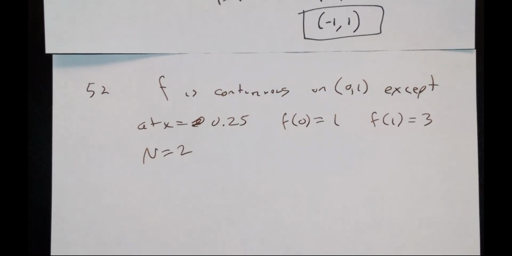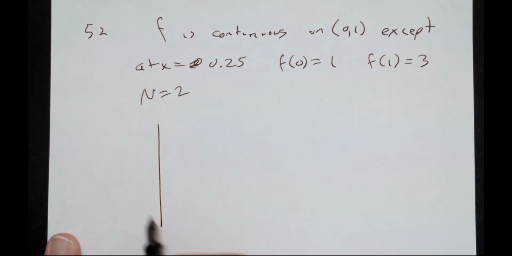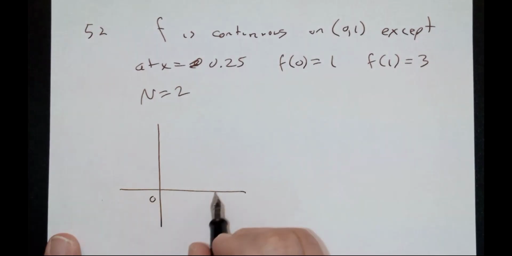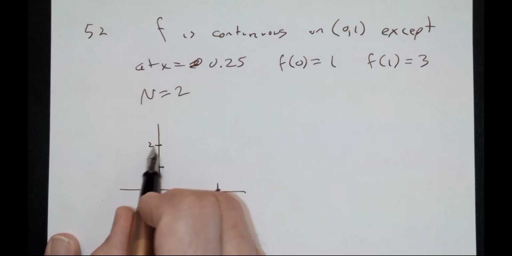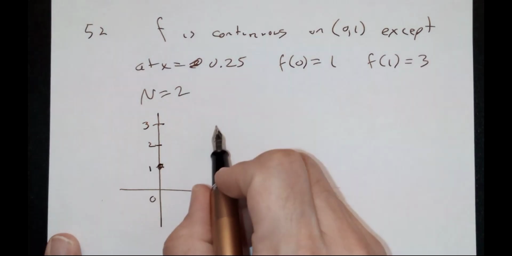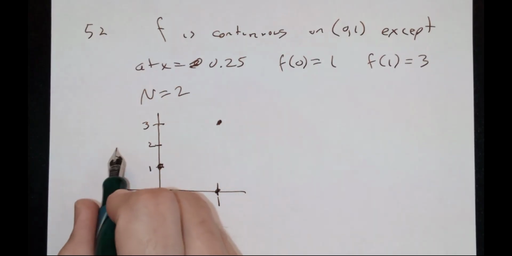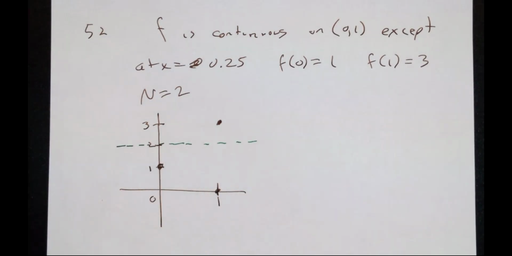But what you're telling me now is the function is not continuous. So here's the picture I have in my head based on the information you've given me. f of 0 is 1, f of 1 is 3, right? And n is equal to 2. Two is definitely between 1 and 3. I'm good with that part.